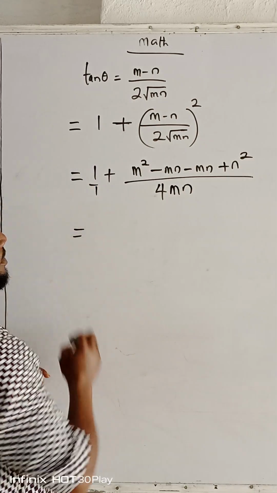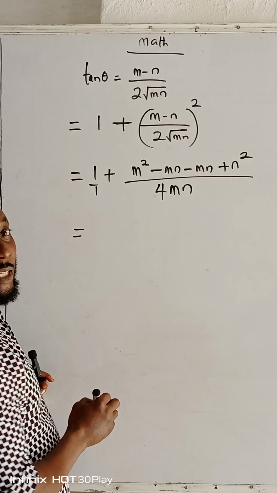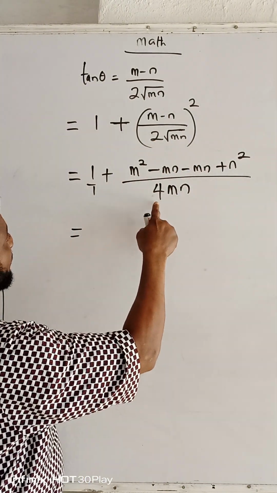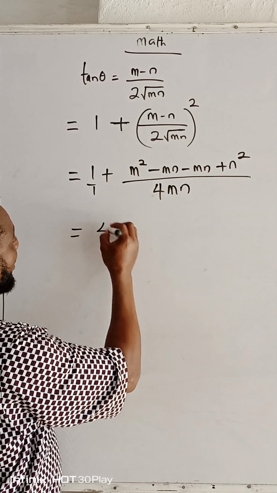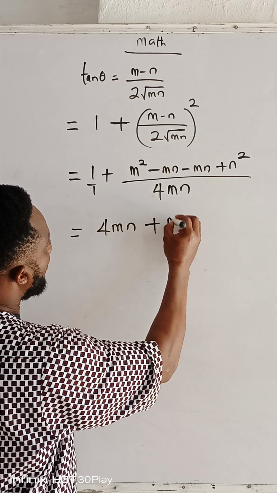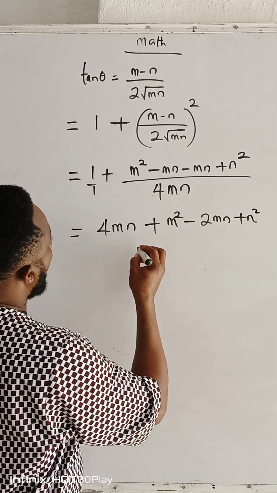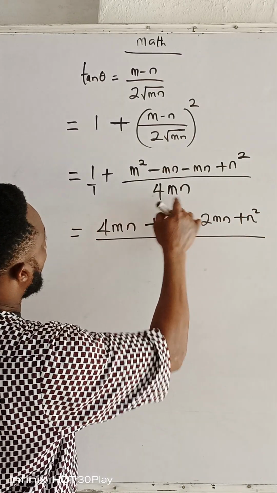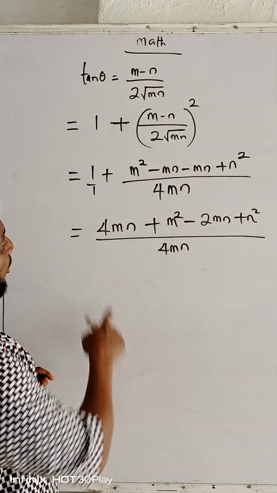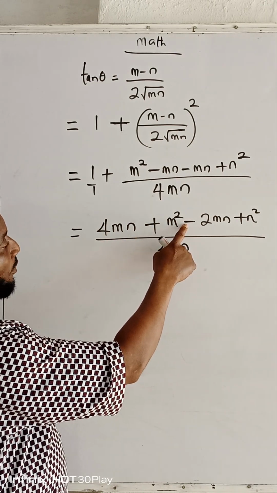So as you can see, this is an algebraic fraction. So no need to be taking LCM at this level. All we do is to use the butterfly method. So 4mn times 1, that will be 4mn. 1 multiplied by this entire numerator, it will remain the same. Everything divided by 1 multiplied by 4mn, that will be 4mn. So at the end of the day, if we collect like terms, you can see 4mn minus 2mn. So that's going to give us plus 2mn.